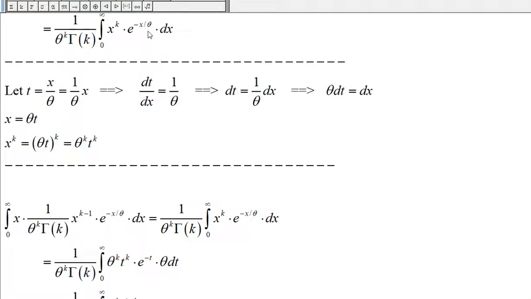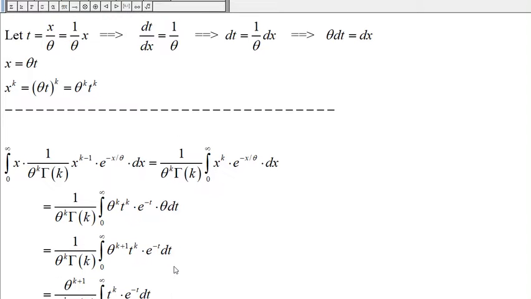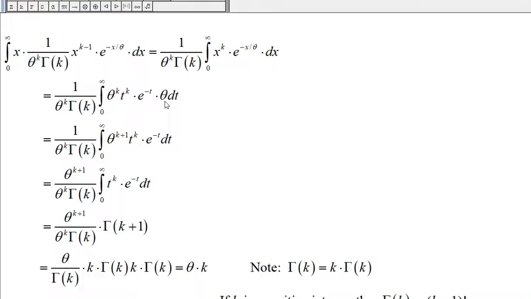X over theta is t, so we have minus t. dx is theta dt, so we have theta dt. Theta to the k times theta is theta to the k plus 1. And then we can move it and place it in the front.